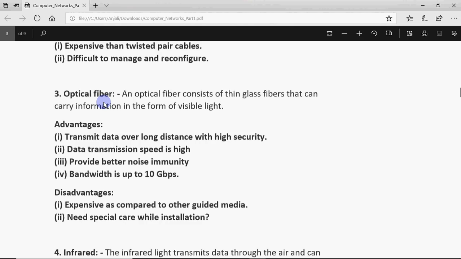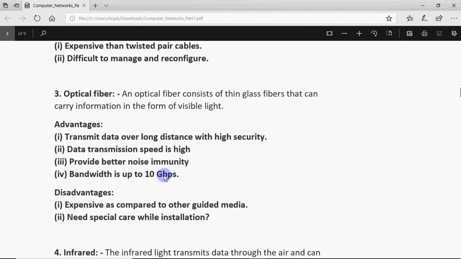Now, the data cannot be leaked because the light cannot come out of the glass, it just reflects within and reaches the destination. So, advantages are it transmits data over long distance with high security. Data transmission speed is high, provides better noise immunity, that means outside disturbance is not there, and bandwidth is up to 10 Gbps, that is gigabits per second.